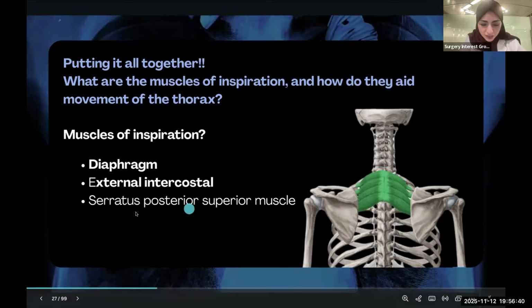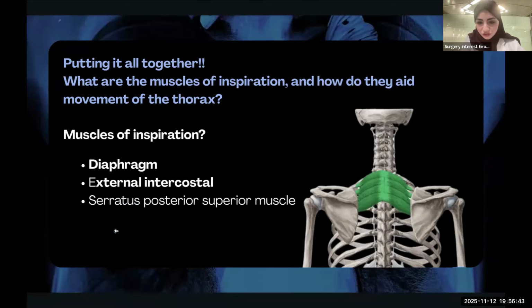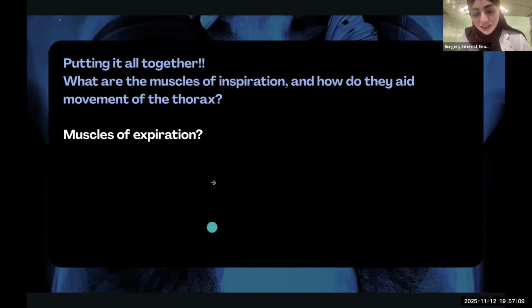There's another muscle she has in her slides. She never mentioned it during the lecture recording. This is just the serratus posterior superior muscle. Do you need to know this? I highly doubt it. You guys didn't take MSK. But basically, it's this muscle. Serratus, that's the name because it's almost like the zigzag of the serrating knife. Posterior because it's on the back. Superior because it's up. And muscle. Yeah, that's it. Now, what about the muscles of expiration?